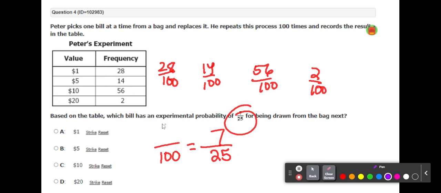There are a lot of different ways to do this. We could find the missing number, or if you noticed that this is just 25 times 4, then it's the same on the top, which would be 28. So the dollar bill is the one that happened 7/25. Those two fractions are equivalent to each other.